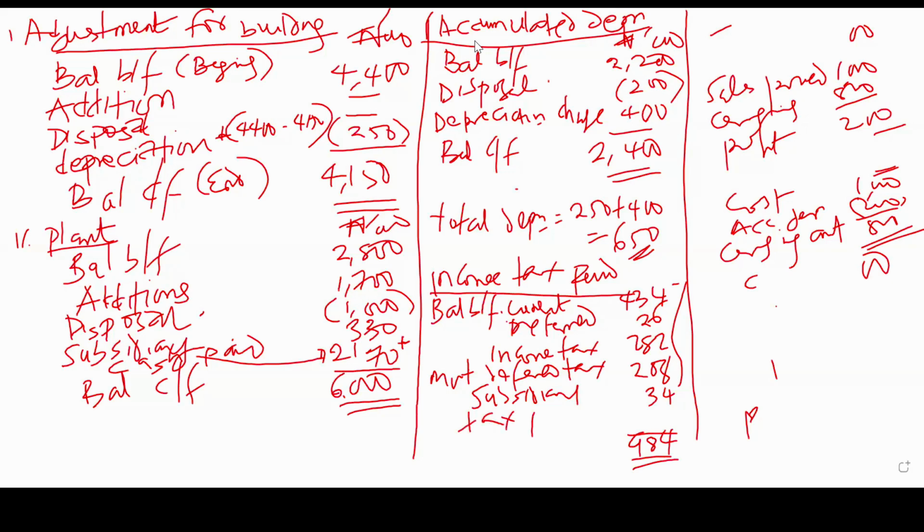would have been a deduction. All right? Let's add it together. 434 plus 26. That should give me 460. I'm coming. This is supposed to be 782. 782 plus 208 plus 34. What do you get?